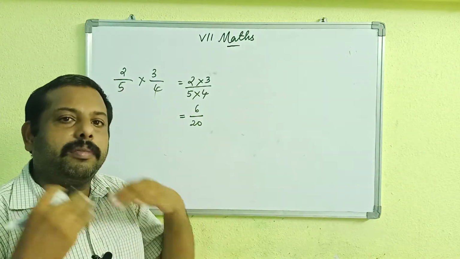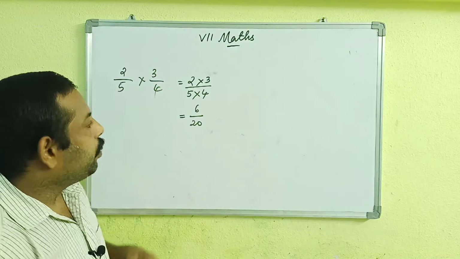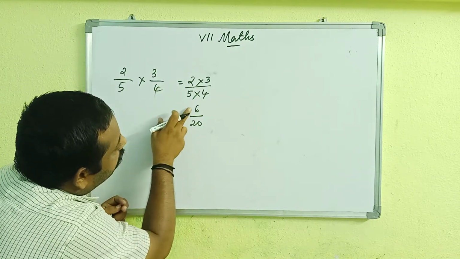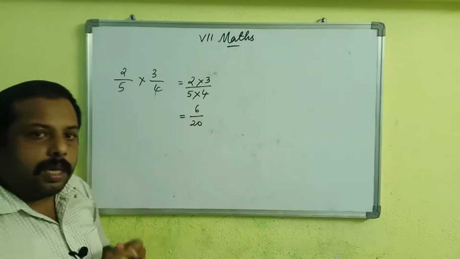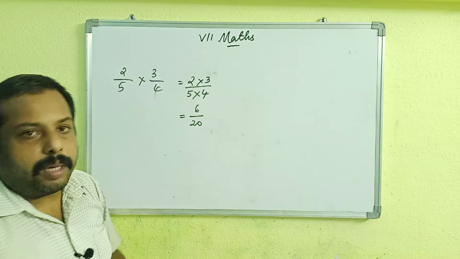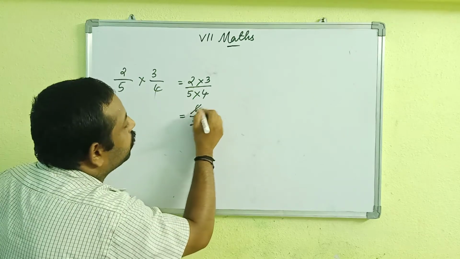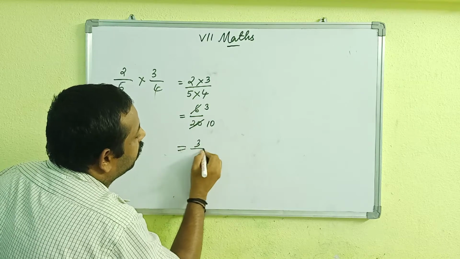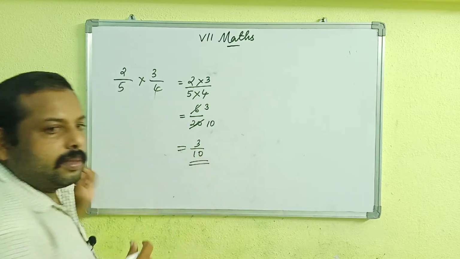Simplification is also possible, but let us learn that simplification afterwards. If you want, I will explain that. See, 6 divided by 20. Whenever you look at these numbers, you can understand that both of these numbers can be divided by 2. When you divide 6 by 2, you get 3. 20 by 2, you get 10. So, 3 by 10. This is the simplified answer.